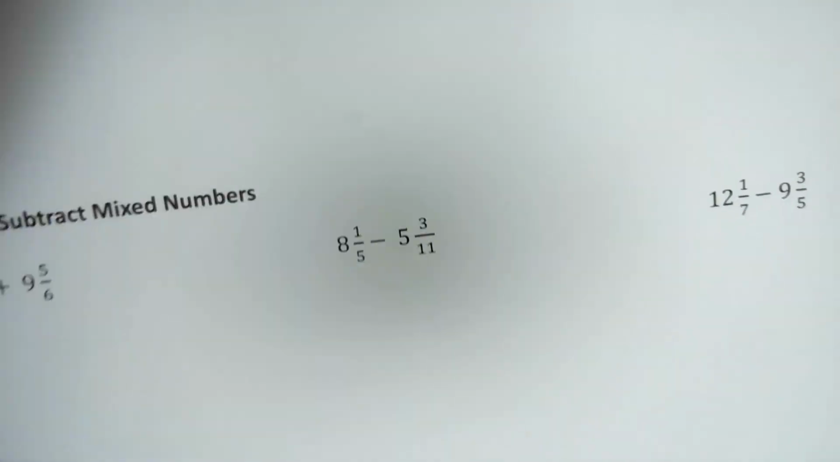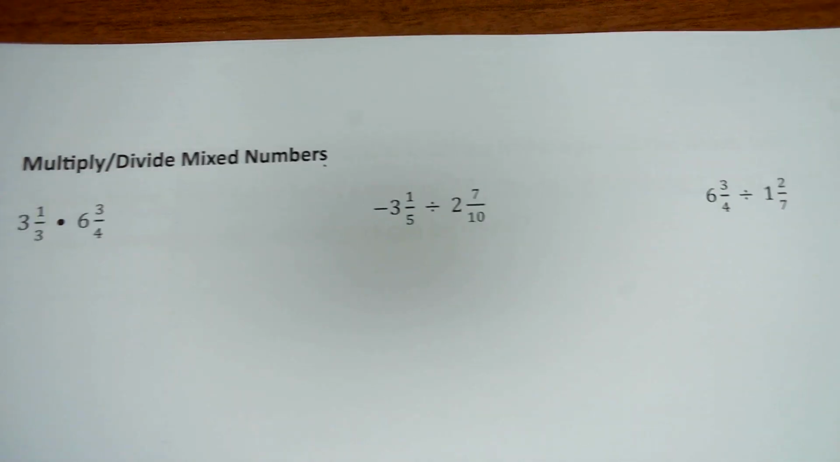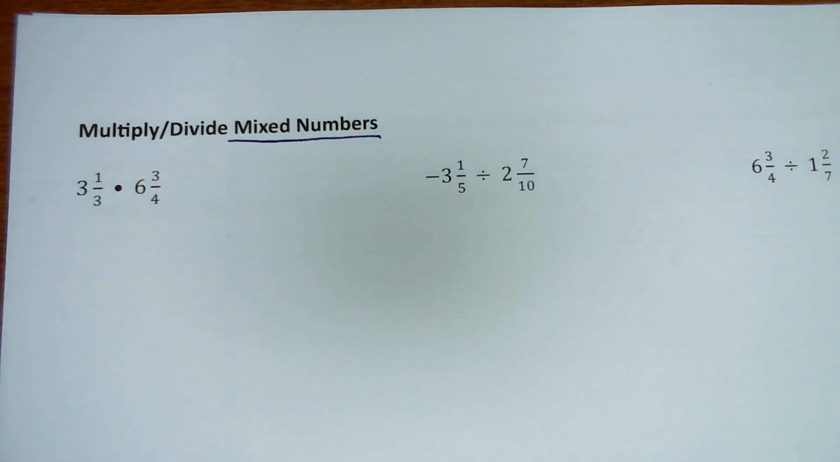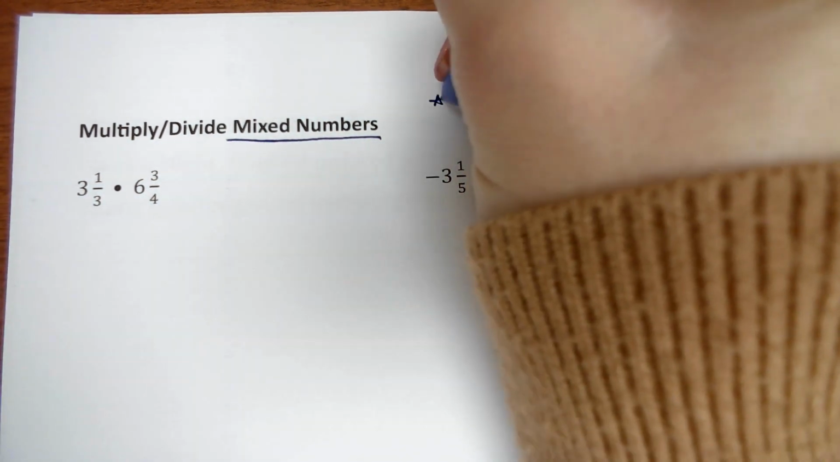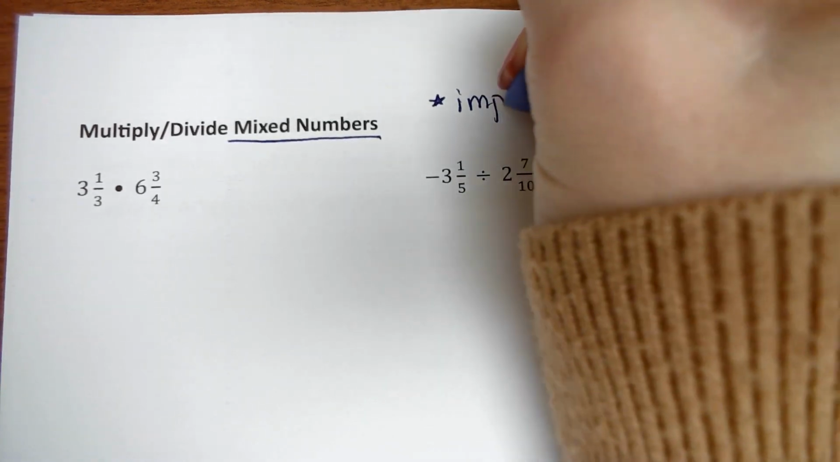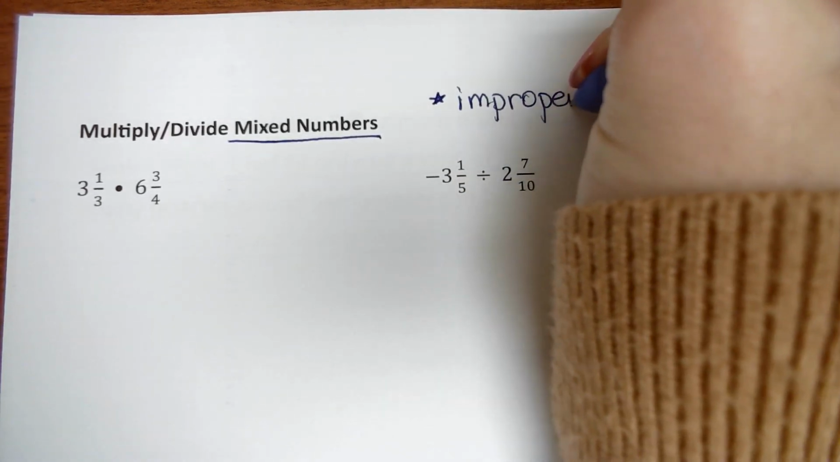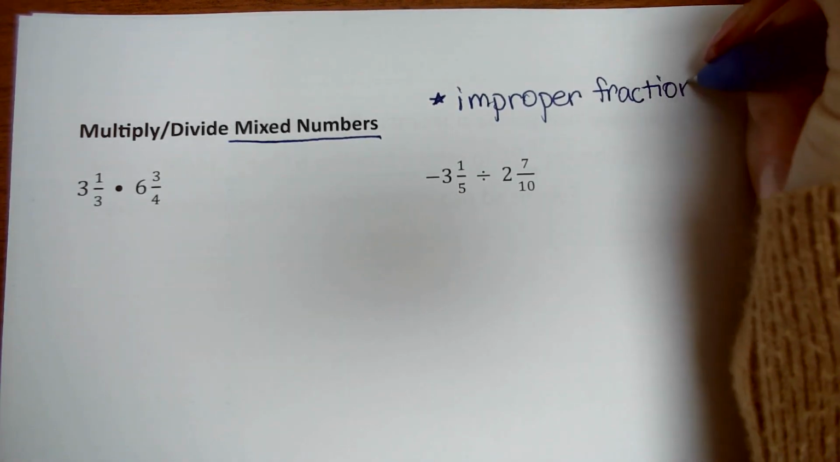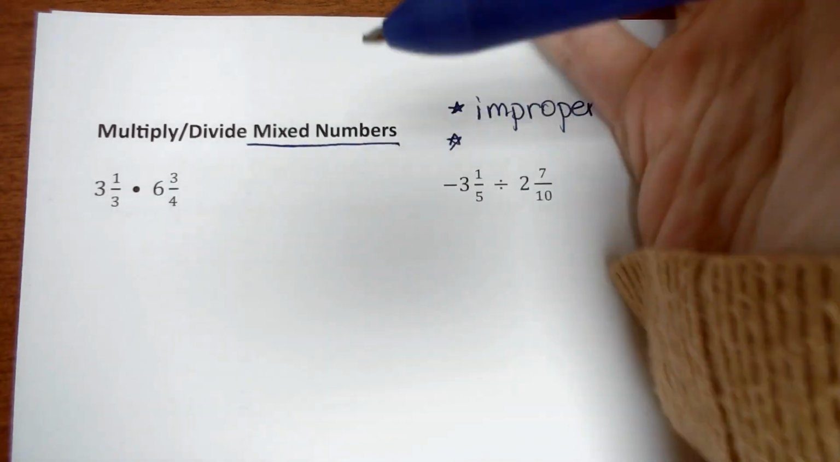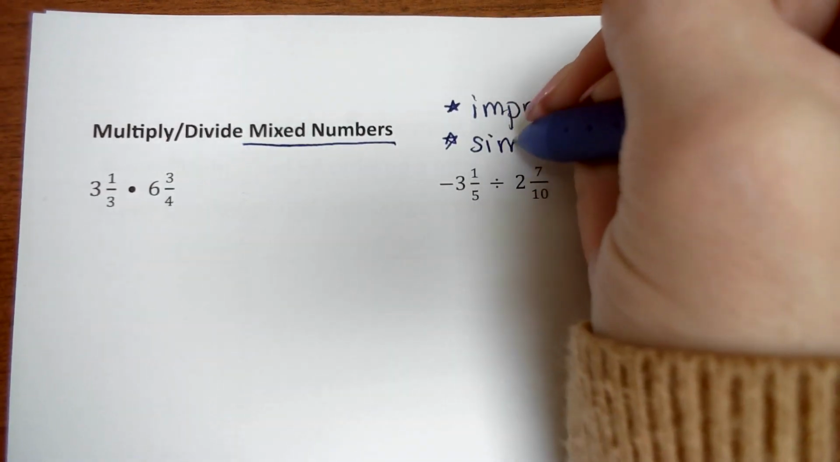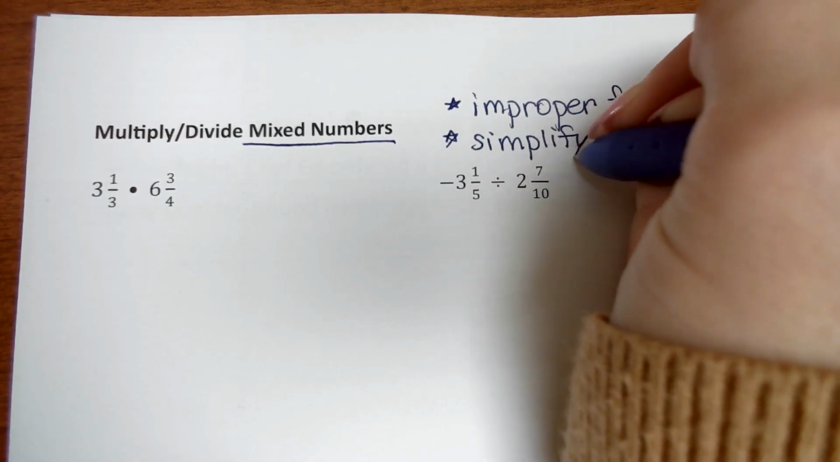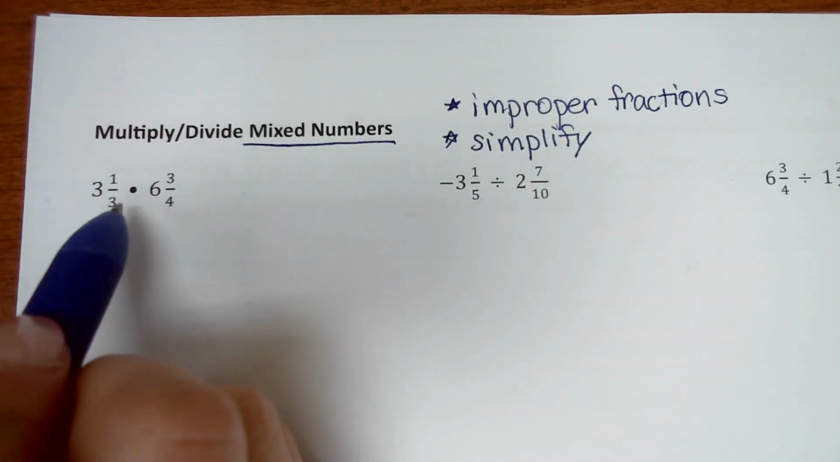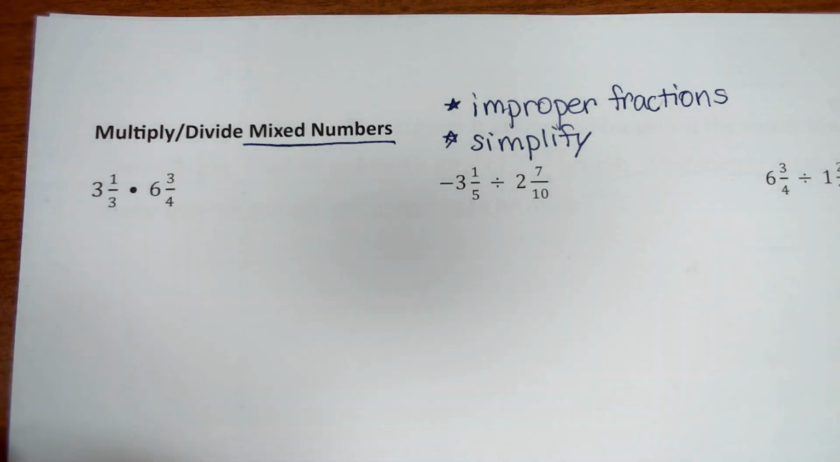All right. Now, the next skills that you will see on the quiz are operations with mixed numbers. So we're going to start with multiplying and dividing mixed numbers. Now, step number 1 we talked about in class is we always want to make sure our mixed numbers are turned into improper fractions. And then the other major key for these problems is we want to simplify our final answer. Always. So, looking at our first question, 3 1/3 times 6 3/4.